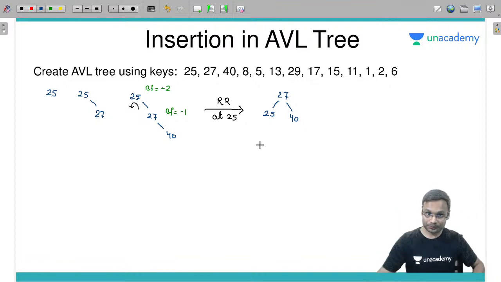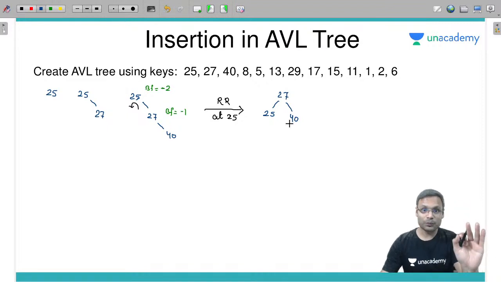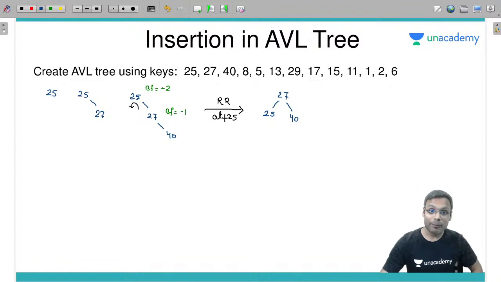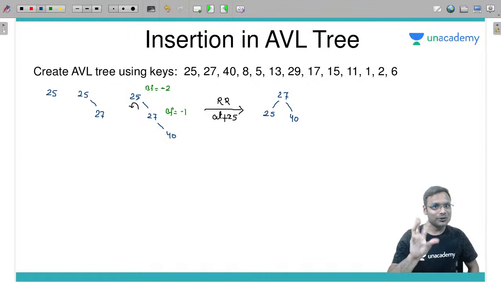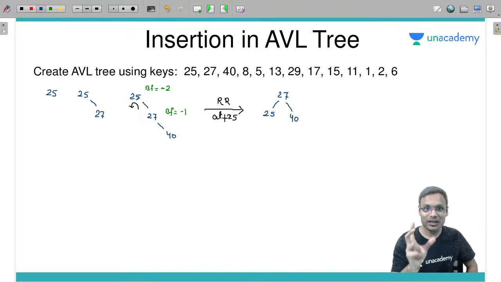Now next thing, if this is clear, in this particular tree you just check whether this tree is balanced or not. If you have done the rotation and still the tree is not balanced, it means something is wrong, something is definitely wrong.